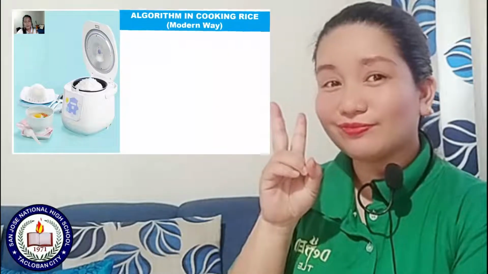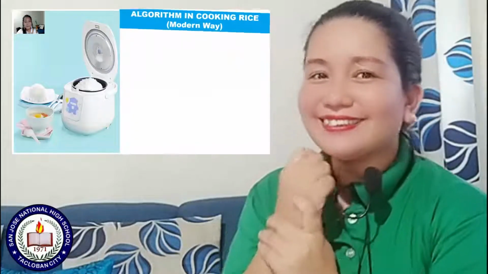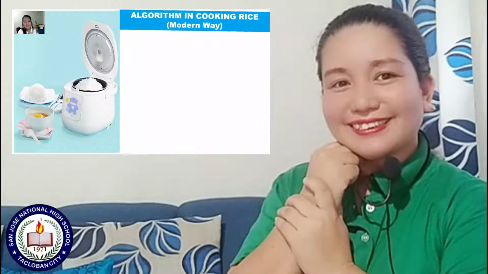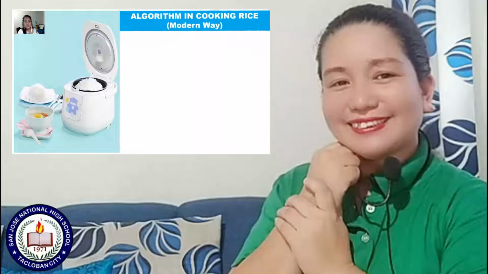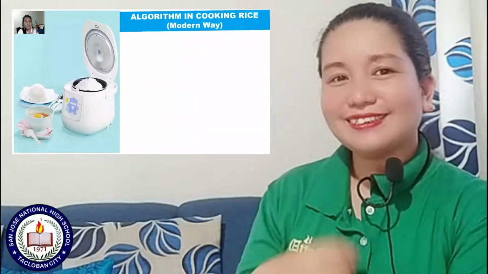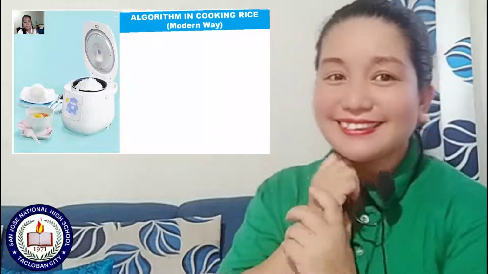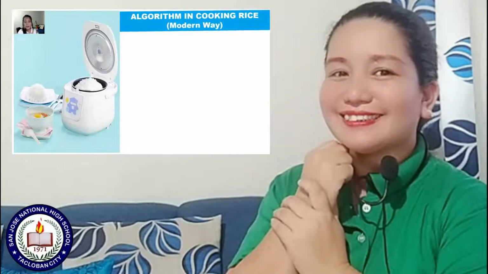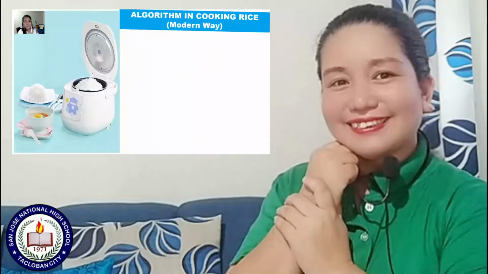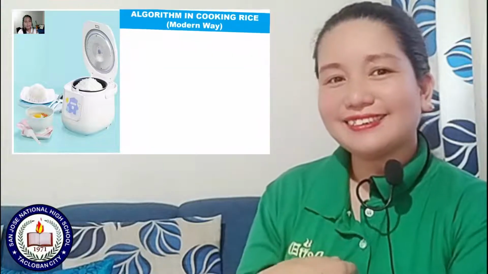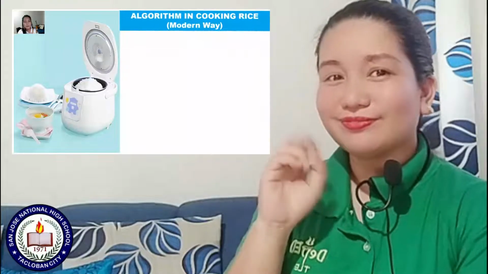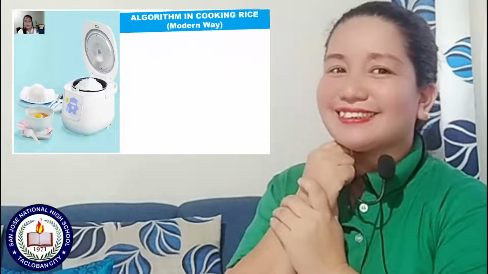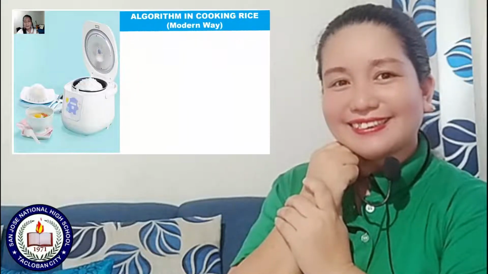By the way, if you are making an algorithm, you have to write this down, and you may not memorize the algorithm, and it should also be numbered so that you will know what step you are going to enhance while your program is underway. And for you guys who are developing a program, you can easily look into your algorithm on which procedure or which step you're going to make some revisions. Okay, so let's now have the algorithm in cooking rice the modern way.